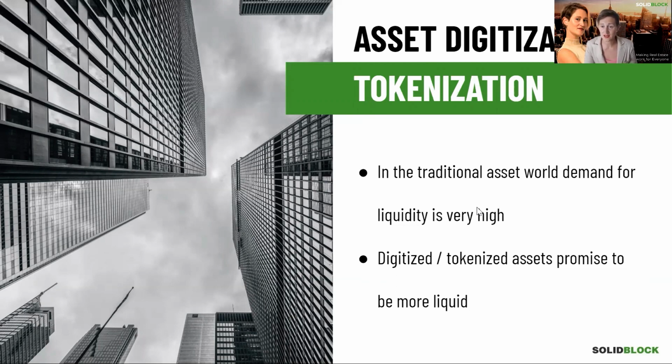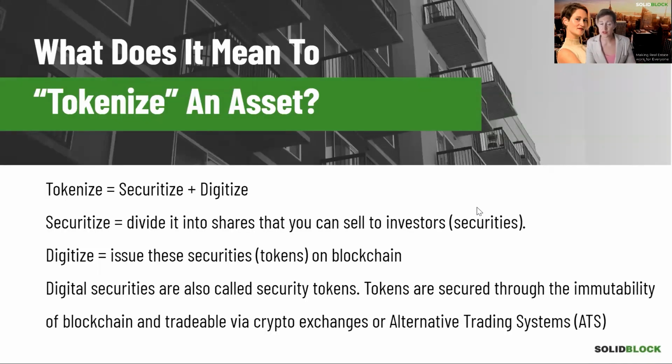So tokenization is technically asset digitization coupled with securitization. That's what it is. So first, you take a building, you take a project, and you securitize it. Meaning you divide it into shares that you can sell to investors, right? So it's a very traditional mechanism. Usually you do this to a company that owns a real estate asset, right? That's the first step. You securitize it. And then you digitize it, meaning that we issue these securities on the blockchain. We write the owner's information on the blockchain, meaning not private information, but the proof of purchase for that asset is written on a blockchain, meaning that it's secure, it's immutable, it's there.